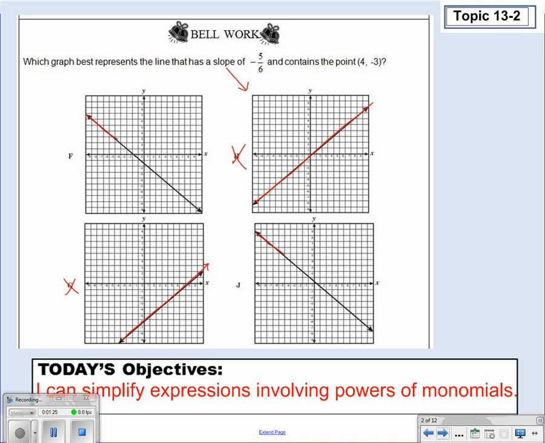So I'll go where x is 4, that's along the x-axis to my right, down 3: 1, 2, 3. F is not going through that point, but let's check J. We're going to the right 4: 1, 2, 3, 4, down 3: 1, 2, 3, and sure enough, J goes through the point. (4, -3) is on the line, and so our correct answer is J.